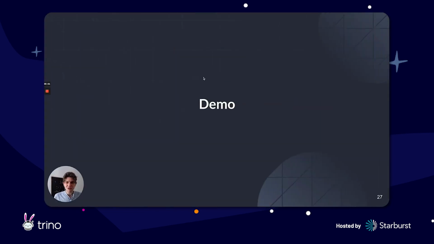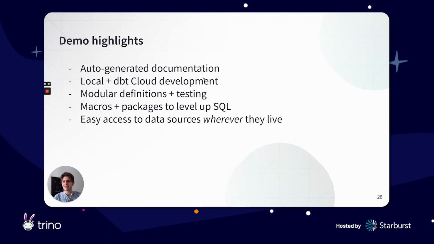That's what I've got to demo for you today. So I hope you got a chance to see auto-generated documentation, how it keeps up to date. I can regenerate it based on the new refs and sources I've added along the way. The process of developing with dbt, both locally and in dbt Cloud, how we were able to keep our definitions and our tests modular, both modular for the DAG and also modular for not repeating ourselves with the same code, the same decimal values over and over again, using macros and packages to level up our SQL, and getting easy access to data sources wherever they live, even if it is in another data platform, thanks to Trino.